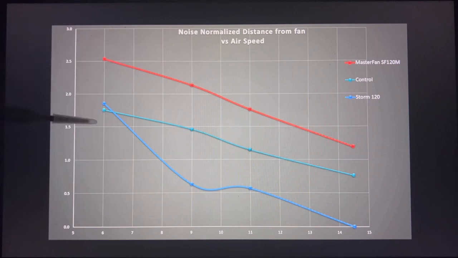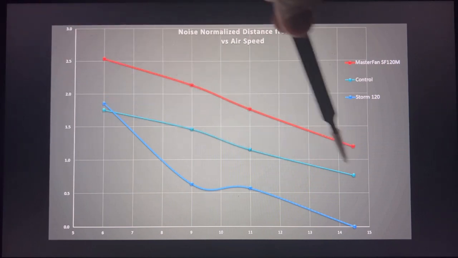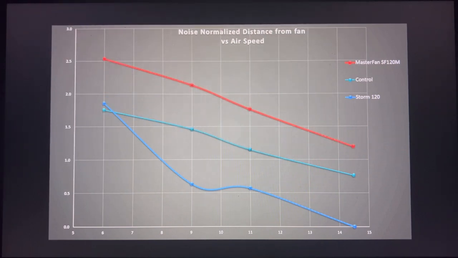So our takeaway here is any fan that outperforms the control should be considered a good fan. Any fan that matches it should be considered a good fan. Any fan that exceeds its performance should be considered good to excellent, depending on how much higher it is. And fans that are below it should be considered not particularly good, but it all depends on how close in performance it is.